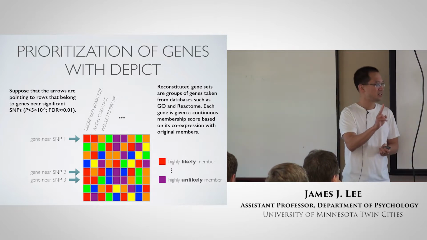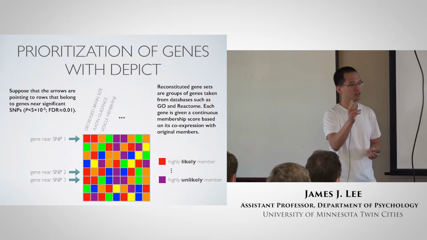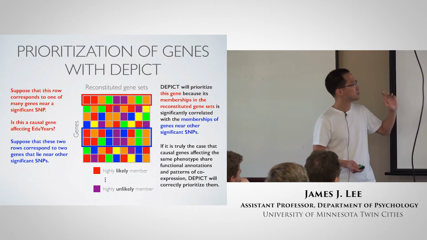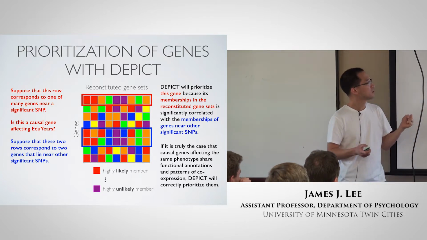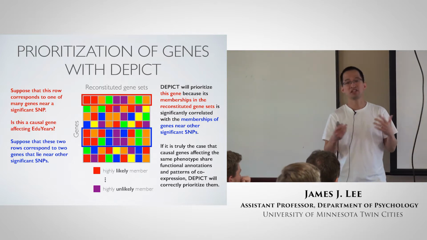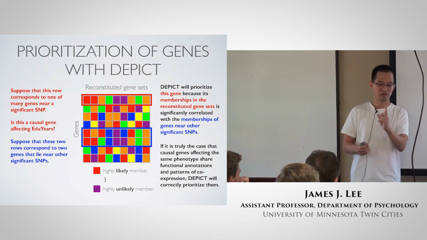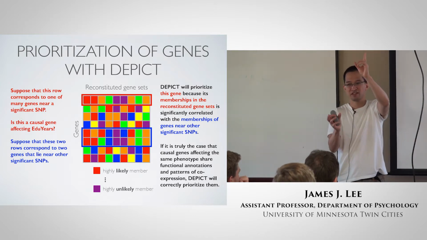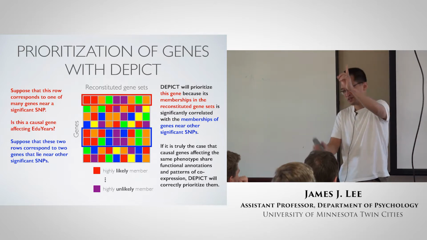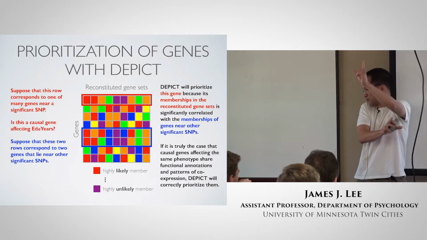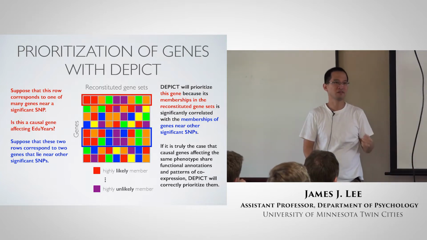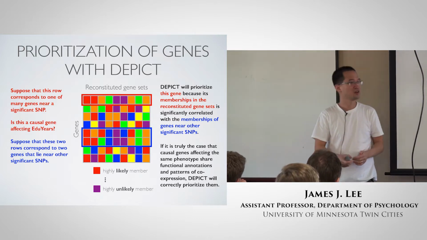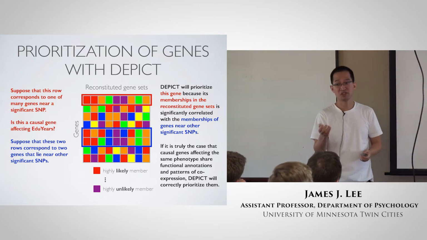Okay, so we have two uses to which we put DEPICT. Suppose that this top row here corresponds to one of perhaps many genes that are near a given SNP. This is a problem we often face. We have a genome-wide significant SNP, but then we're interested in what is the gene through which the effect of this SNP or the causal SNP is mediated. It might be that there's a gene over here and a gene over here and more genes further away. There are cases where there are 4 genes in between the causal SNP and the actual causal gene. So we have this question about which gene it is.